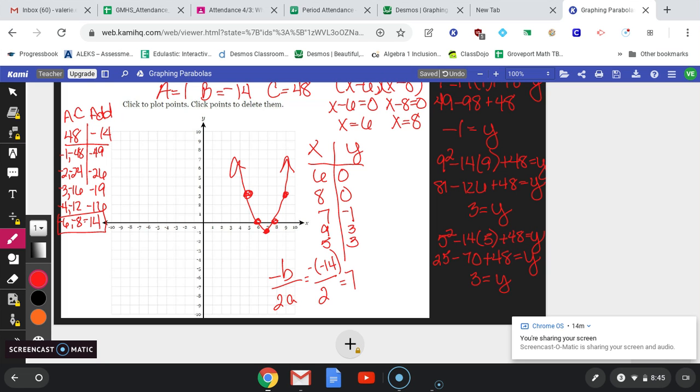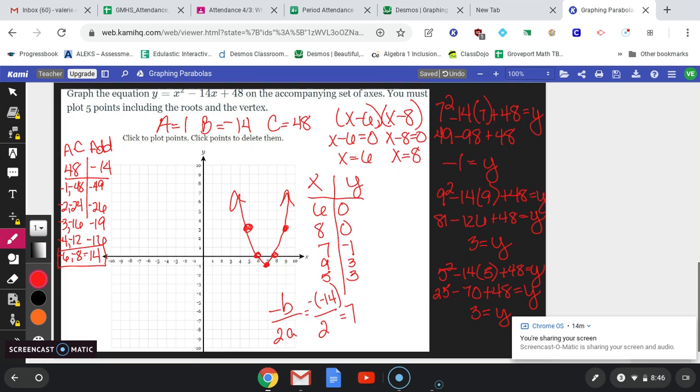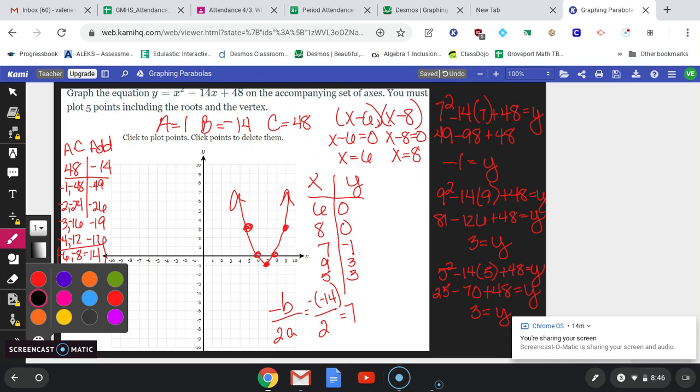Not too bad. Make sure you use Desmos if you need to. But this kind of goes back to the importance of why we've been working on factoring so much. Those are the roots. That's where they go through the x-axis. That's important.